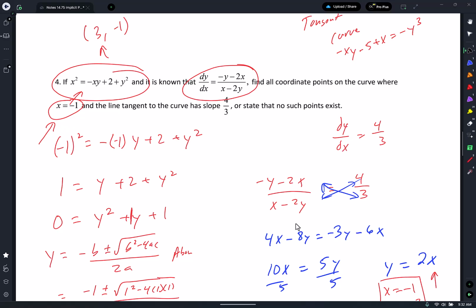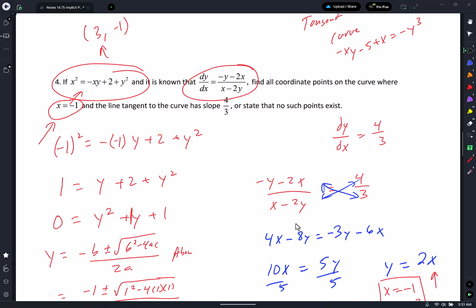So the y value that you just found, the 2x, that's supposed to go into the original? Yeah. I'm not going to plug in the expression because I think that's harder, though you can do it that way too. I'm going to check that the coordinate I just got makes this statement true. If it makes it false, it's not on the curve. So no such points exist.